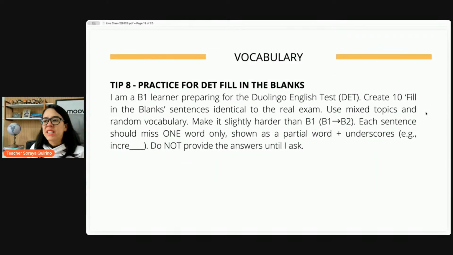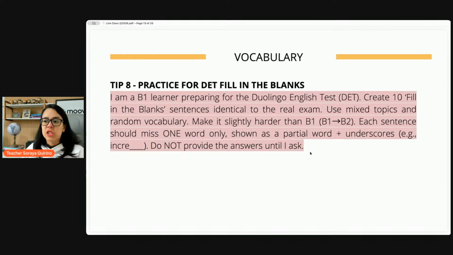Practice for filling the blanks. In the filling the blanks task, you only have one sentence instead of a text. So you can also ask ChatGPT to create that for you. Again, whether you are studying for the OET, for DT, for IELTS, for TOEFL, you can get one specific type of task that you have to do on the exam and ask ChatGPT to create something for you.